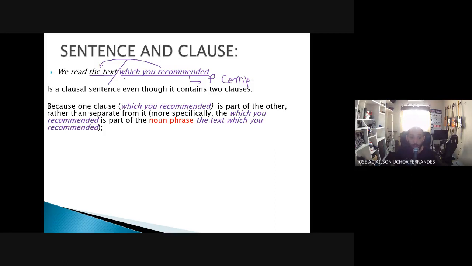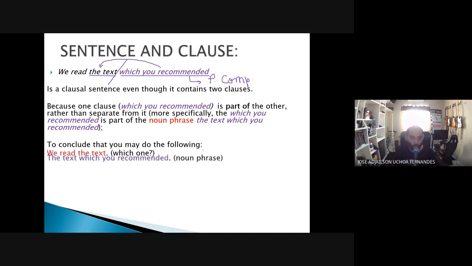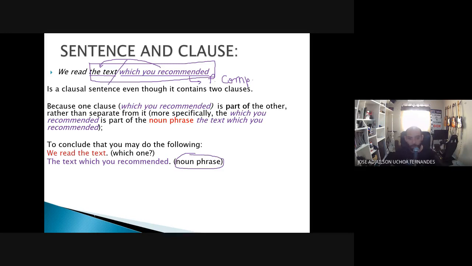Okay, we read the text. Which text? The one which you recommended. So to conclude that we have only one clause, we do this. We read the text. Which one? The text which you recommended. We read it. And this, the text which you recommended, is a noun phrase. Why? Because the head of this phrase is the word text.